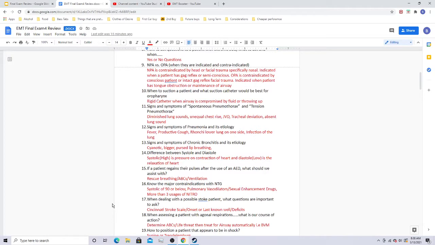So, signs and symptoms of chronic bronchitis and its epidemiology. There tend to be cyanotic, bigger patients with pursed lip breathing. This is your, I think they're called blue floaters. These tend to be your bigger patients.